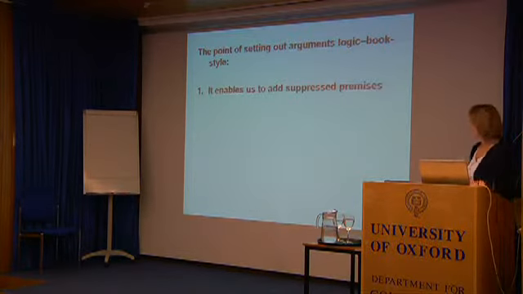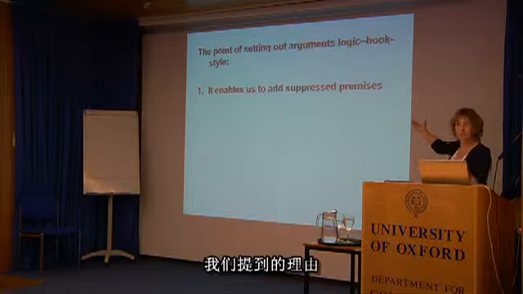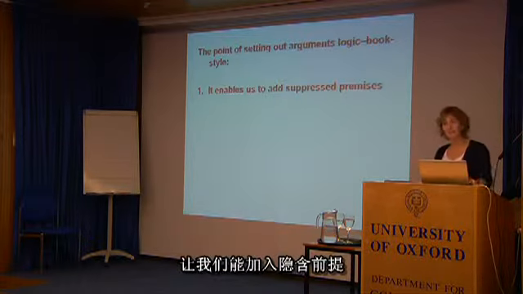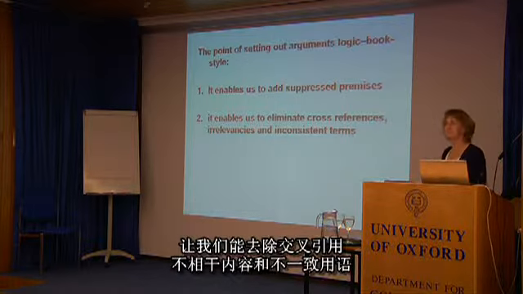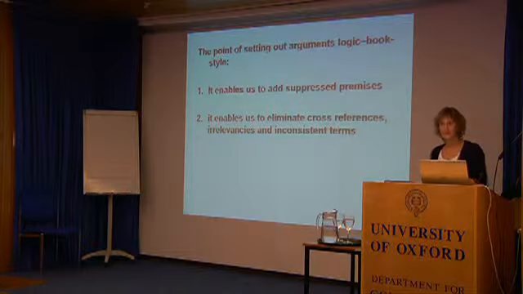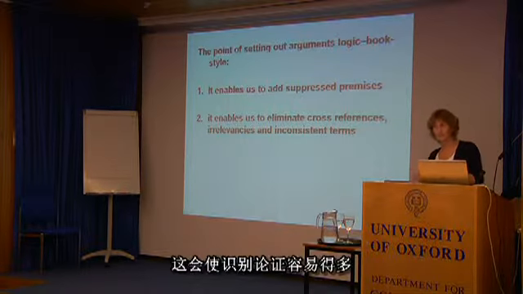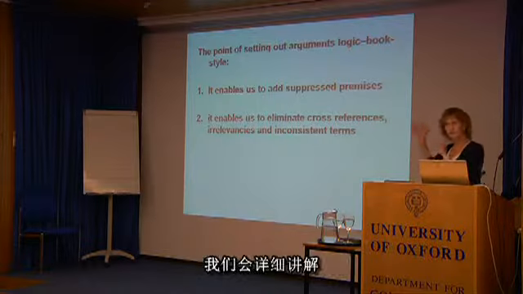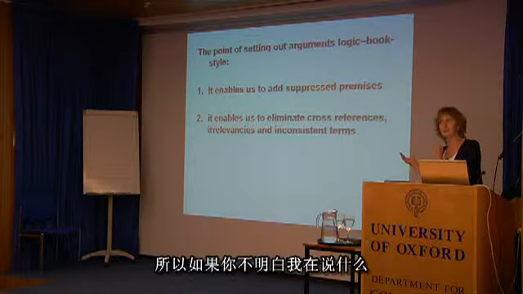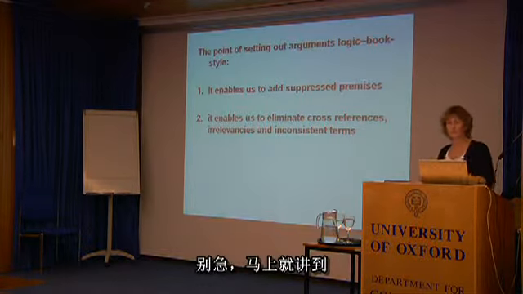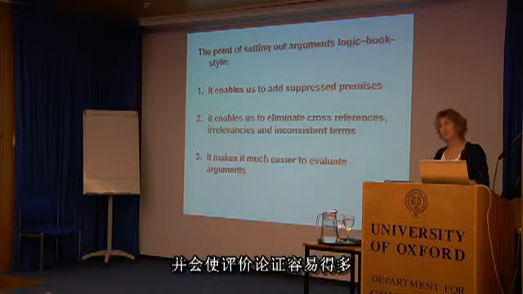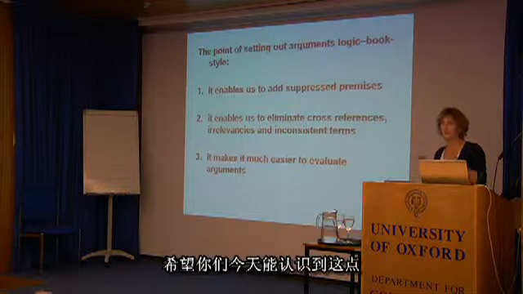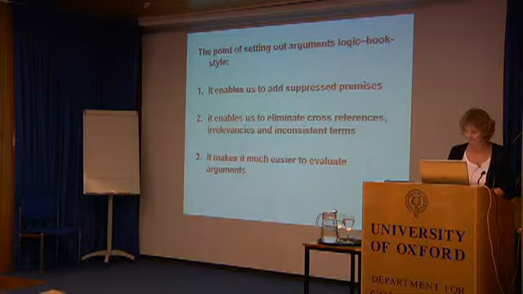Okay, I've put down there's the one we mentioned. It enables us to add suppressed premises. It enables us to eliminate cross-references, irrelevancies, and inconsistent terms. Okay, and that makes it much easier to identify the argument. We'll go through all this, so if you don't quite understand what I mean here, don't worry about it, we'll cover it in a minute. And it makes it much, much easier to evaluate the argument, as I hope you'll see today.